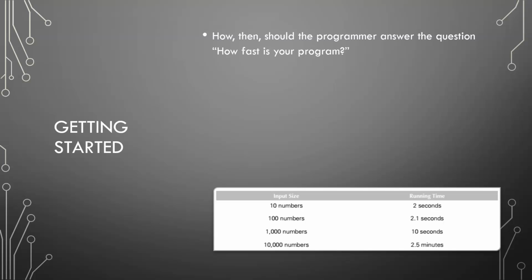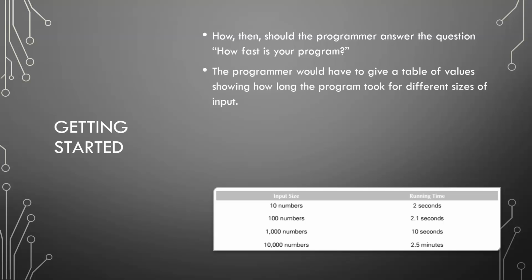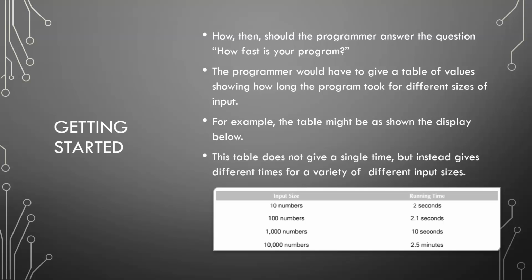So that really leads us to the question of how fast is our program then? Well, the programmer really has to set up a table of values for how long the program took for different size inputs. And you can see we have a table right here. So we have 10 numbers is 2 seconds, 100 is 2.1, 1,000 is 10, 10,000 is 2.5 minutes. All right, now if you look at it, there's not a single time within this table. However, we do have different times for a variety of different input sizes.